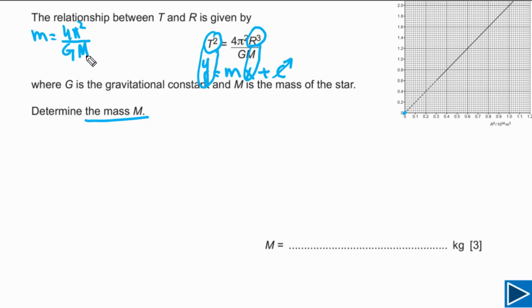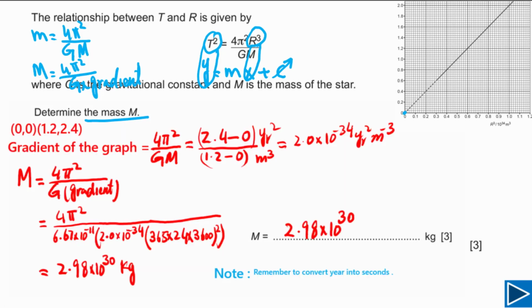But we need to calculate M. So simply we can rearrange and write M equals 4 pi squared divided by G times the gradient of the graph. That's all we need to do. Simply we can calculate the gradient of this line and plug it in here to calculate the value of mass. I have done this calculation already, so let me show you how I have done it. First of all, I have taken these 2 points, this point and this point. I have calculated the gradient of the graph and this is our answer.